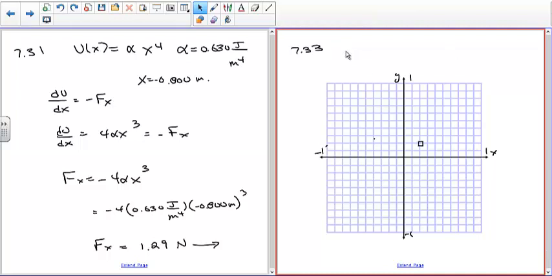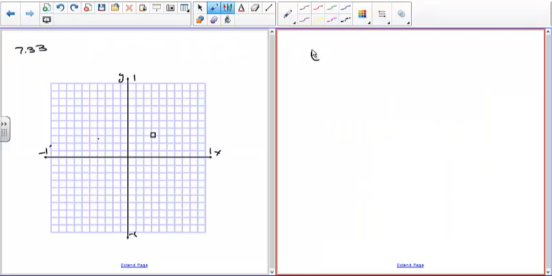So we're going to move this around. And what we're given is that the potential energy function as a function of x and y is equal to 5.80 joules per meter squared x squared. Well, you don't have to put an i, because potential energy is a scalar quantity, not a vector quantity.